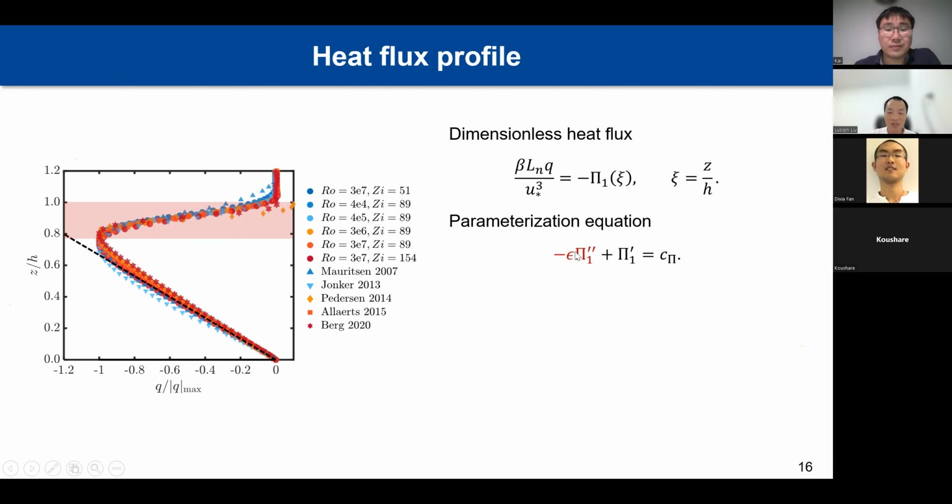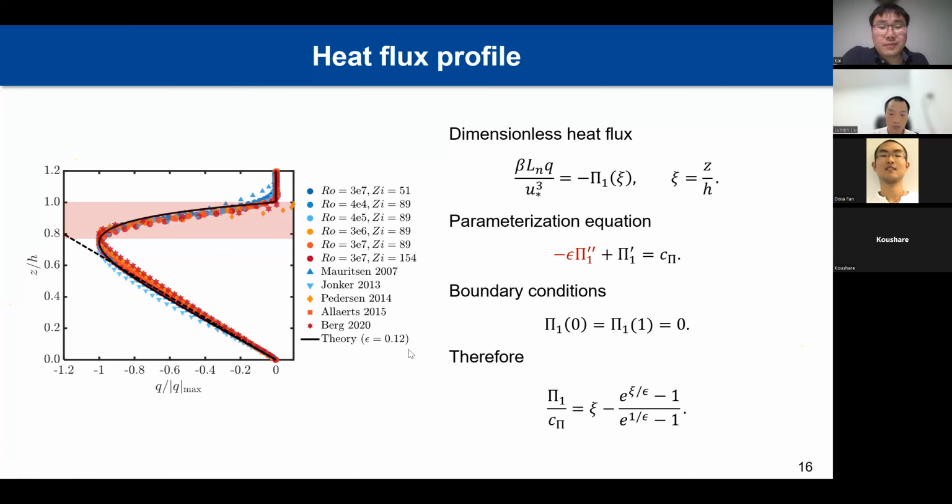Yes, epsilon can be defined as half of the ratio of this layer to this layer, and its value is about 0.12. It is just the ratio of the inversion height to the boundary layer height, over 2. I see. Thank you for your patience.